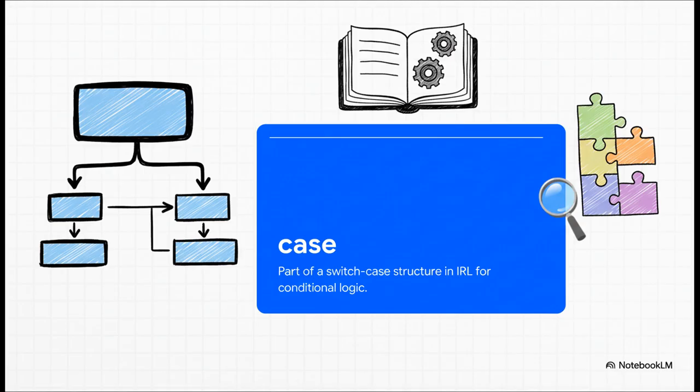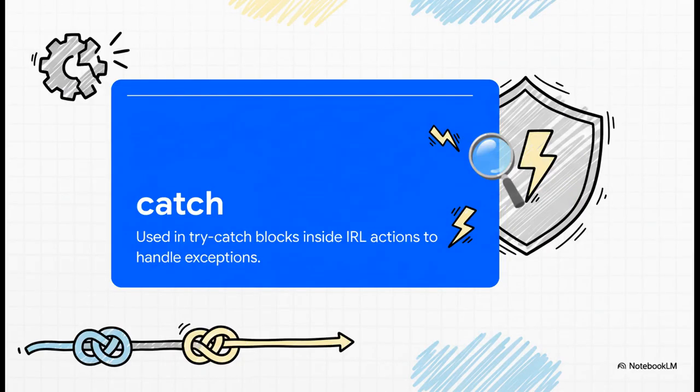Okay, this one is absolutely essential for writing code that doesn't just fall apart. We're talking about catch. You use it in a try-catch block, and its whole job is to define what to do when something goes wrong, when an exception happens. This is what keeps one little error from crashing your entire rule execution.